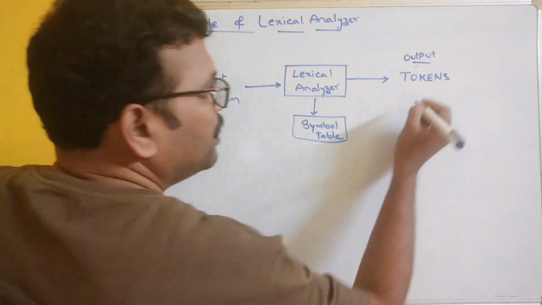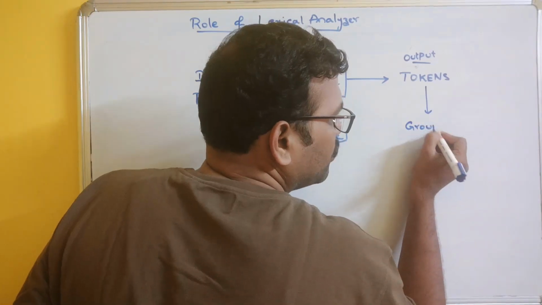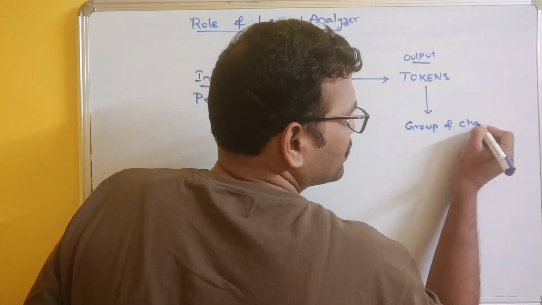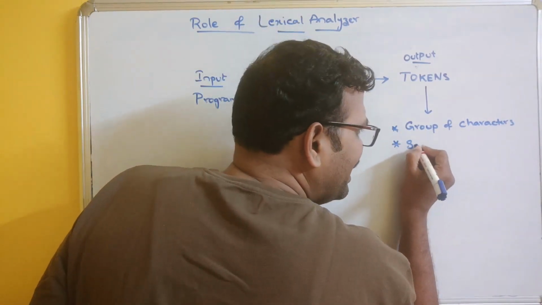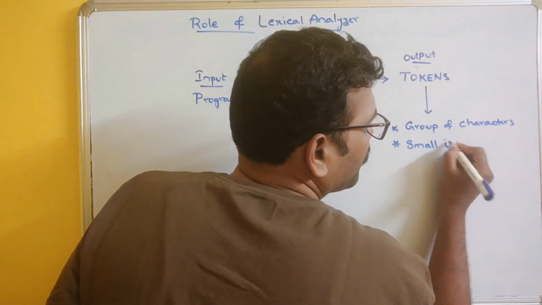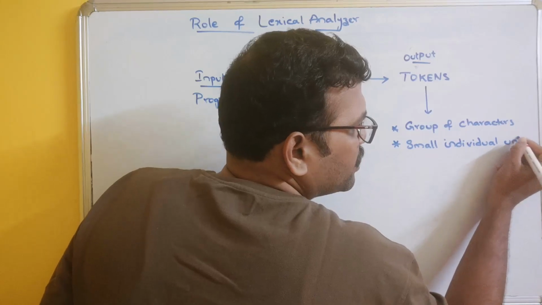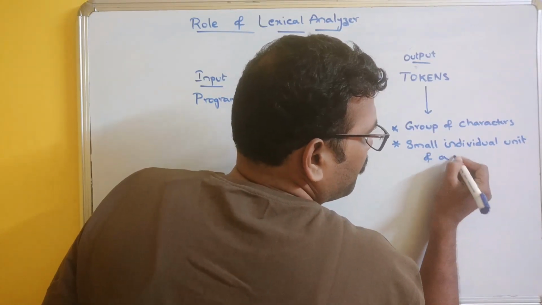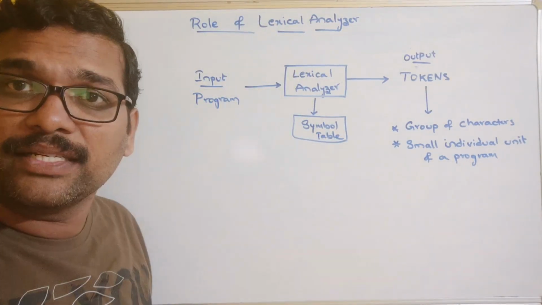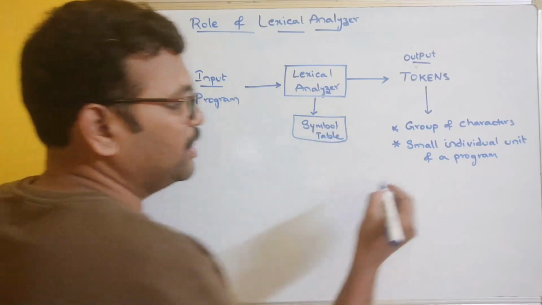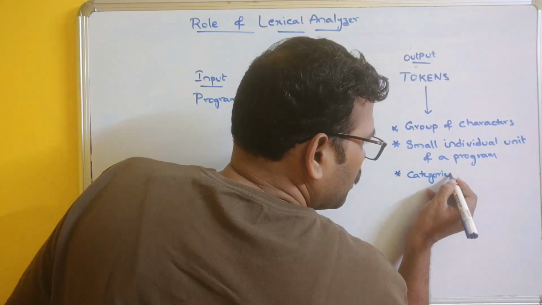Now exactly what is a token? A token is a group of characters, and it is a small individual unit of a program. A small individual unit of a program is called a token. There are different kinds of tokens, and these tokens are categorized in different ways. The categories.